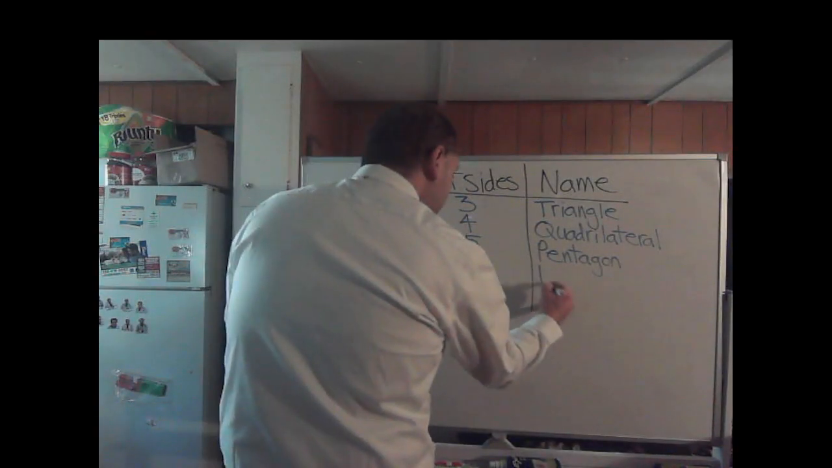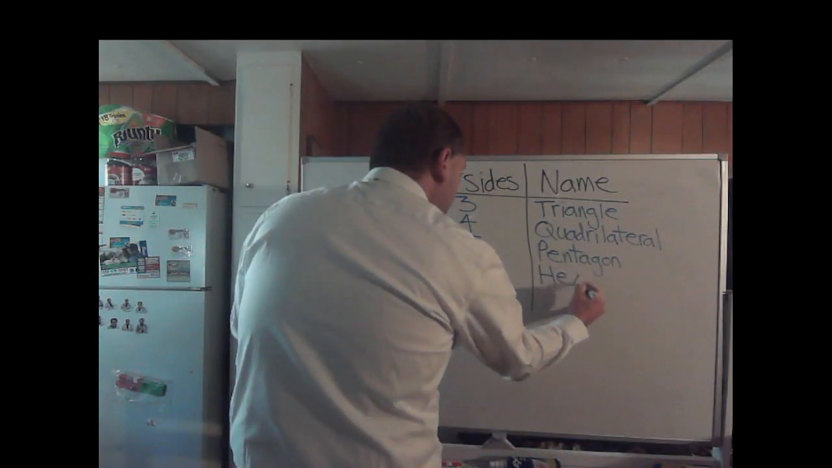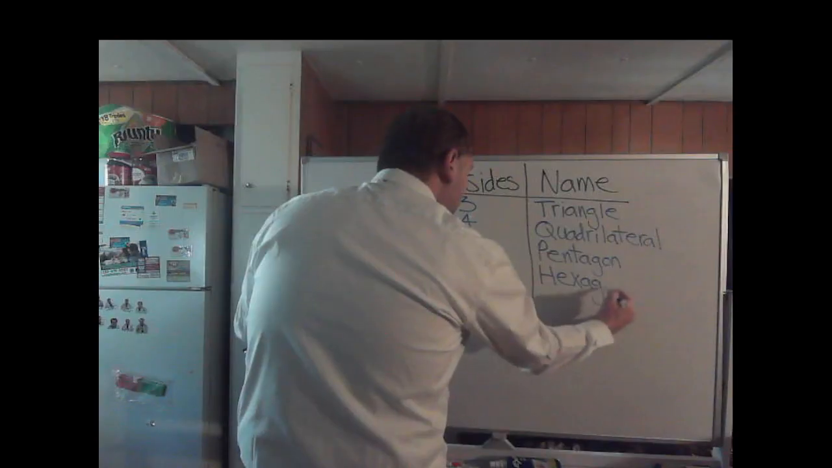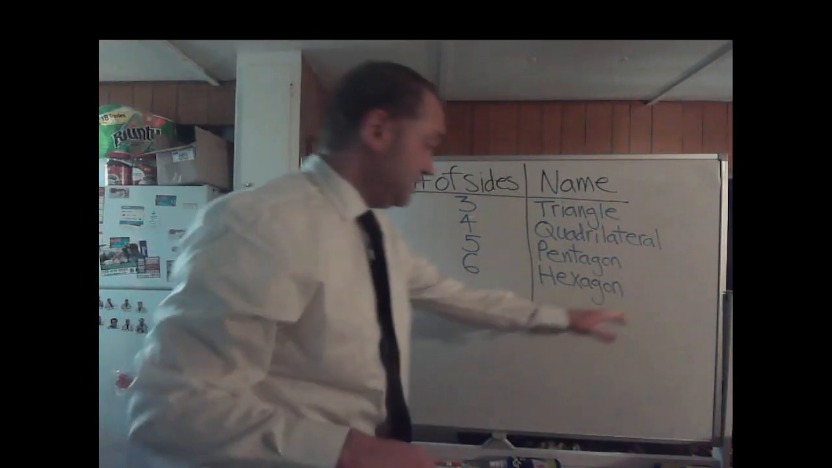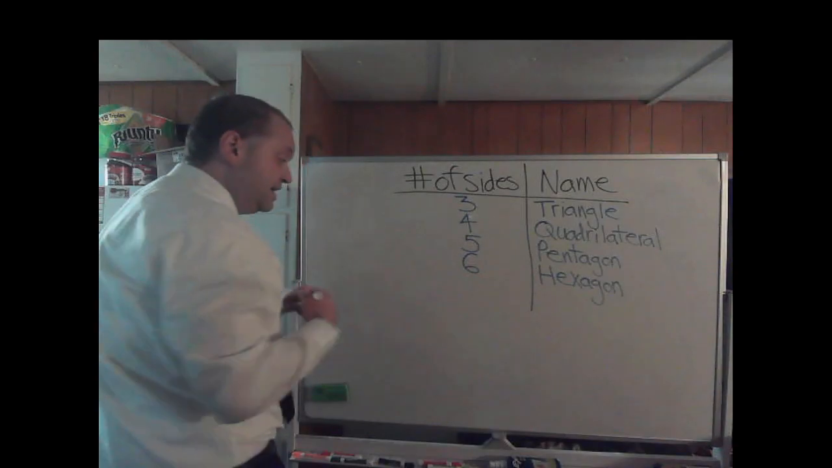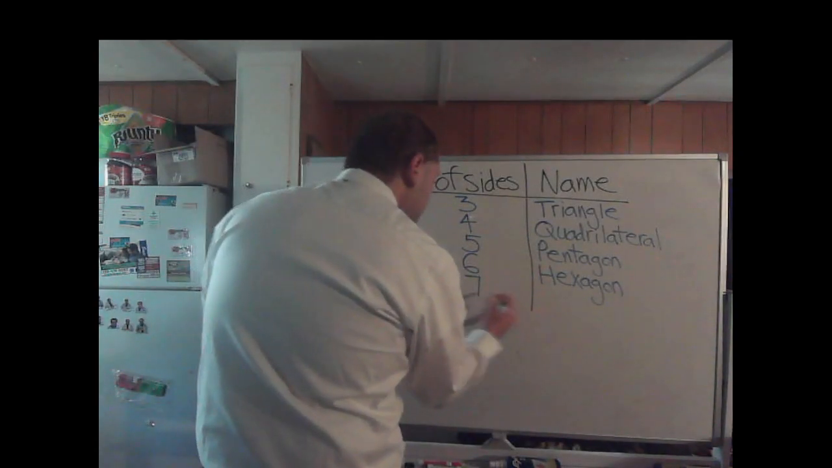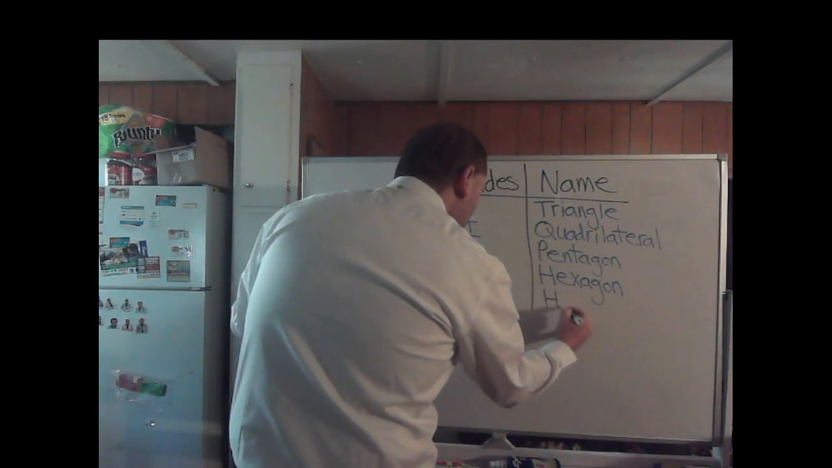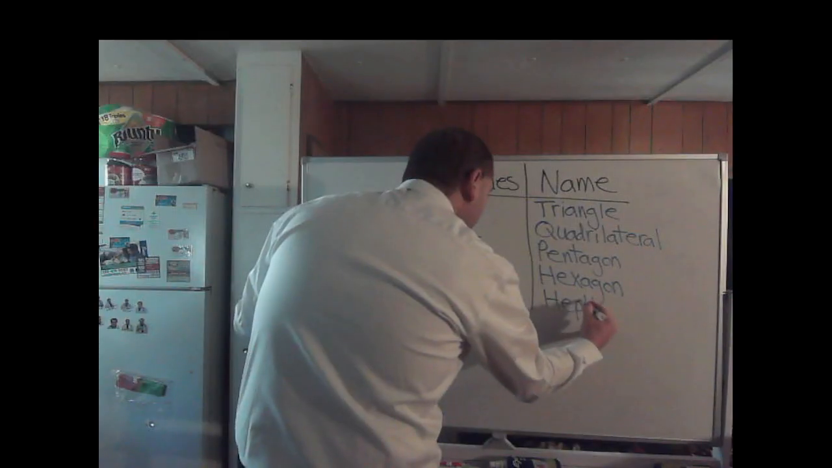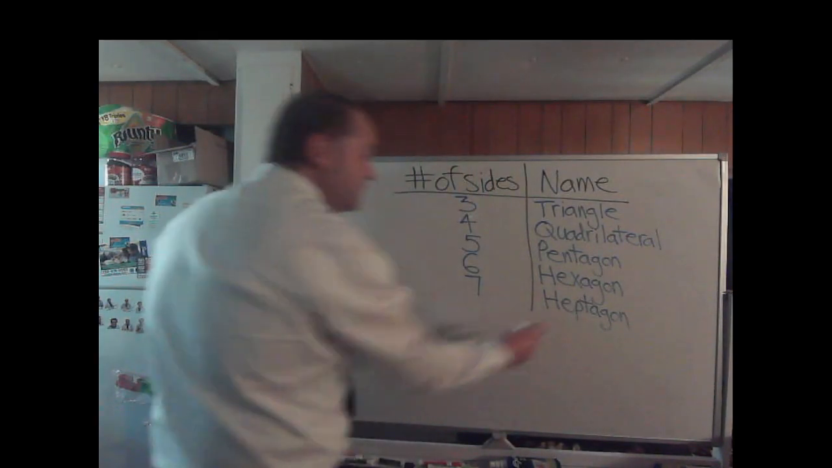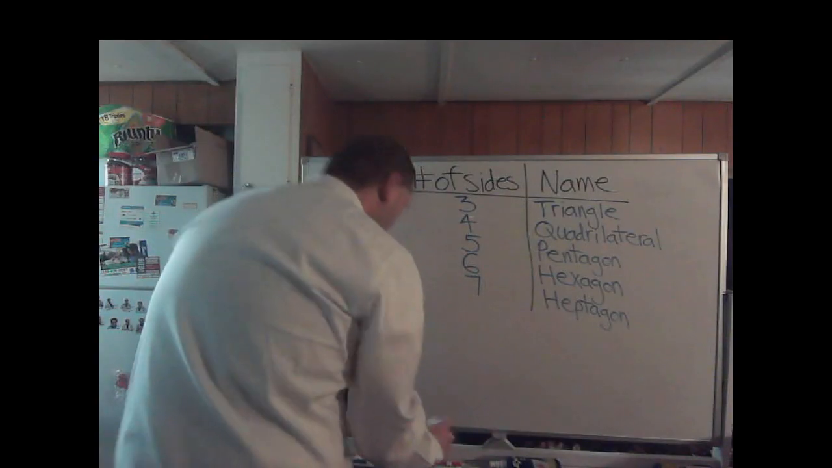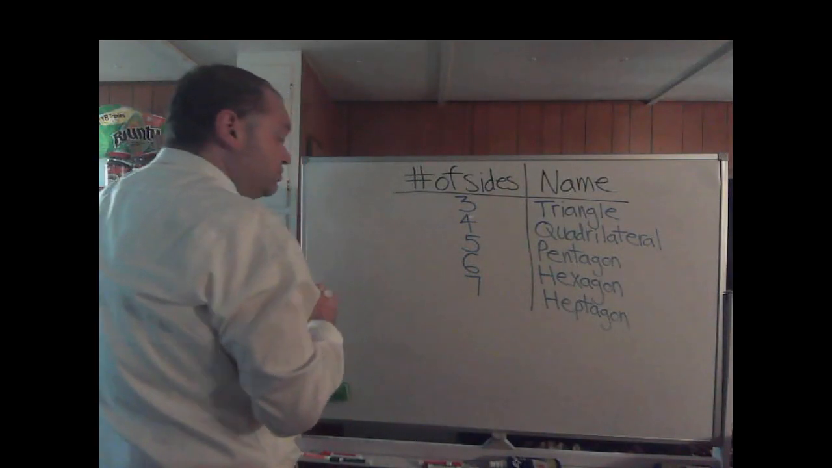If it's 6-sided, it's called a hexagon. So hex means 6, gon angle, so it's got 6 sides. 7 is called a heptagon. So a 7-sided figure is a heptagon. Let me extend this line a little bit.